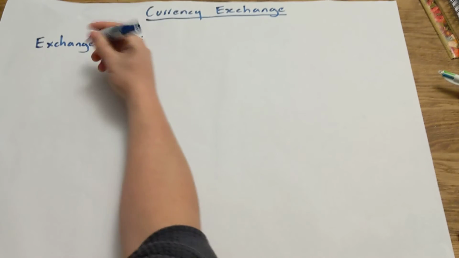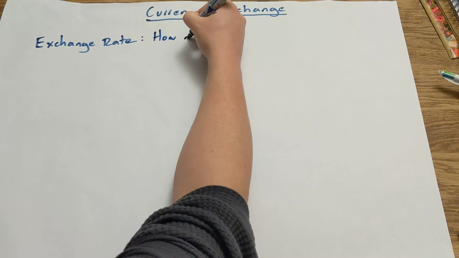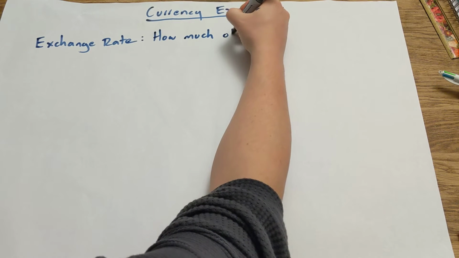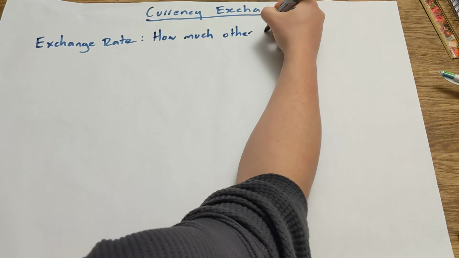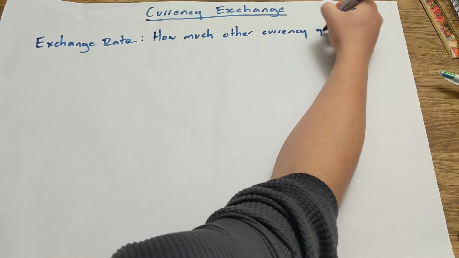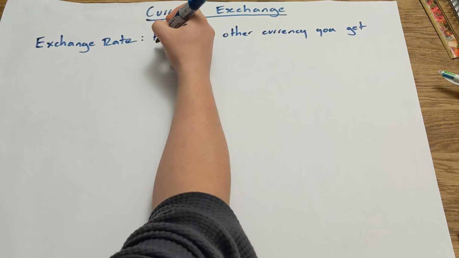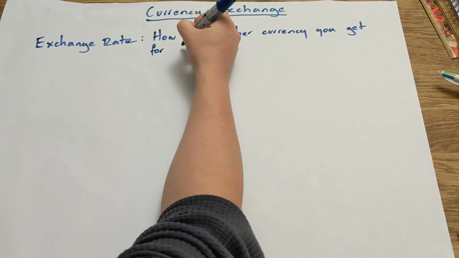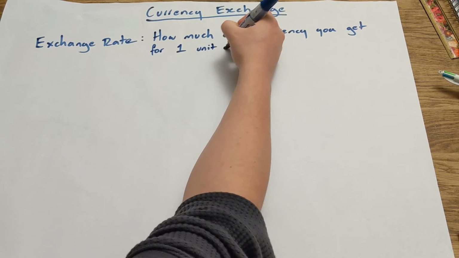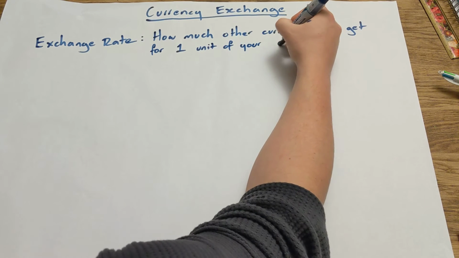So exchange rate is how much other currency you get for, we'll go with 1 unit of your currency.